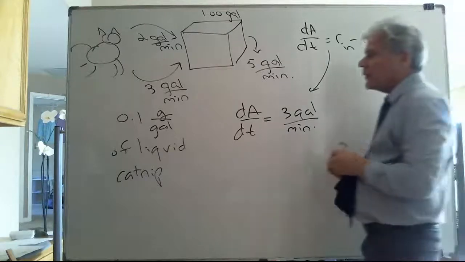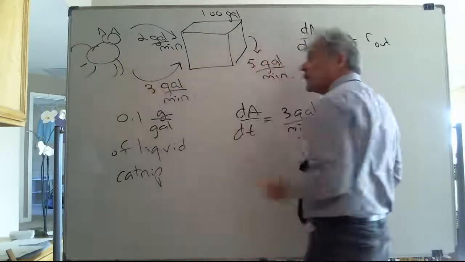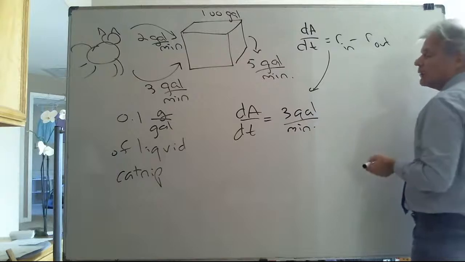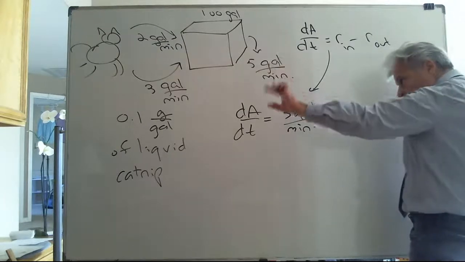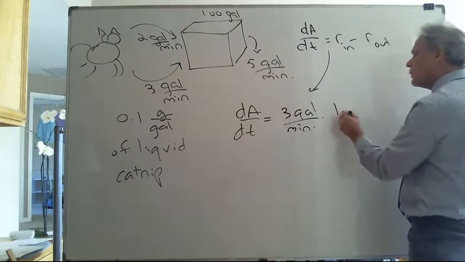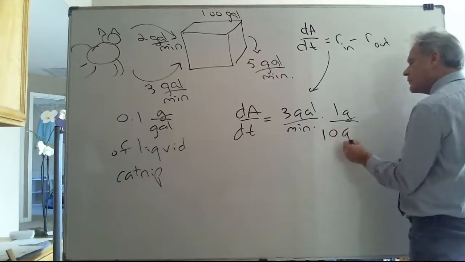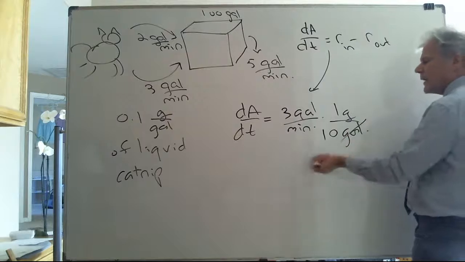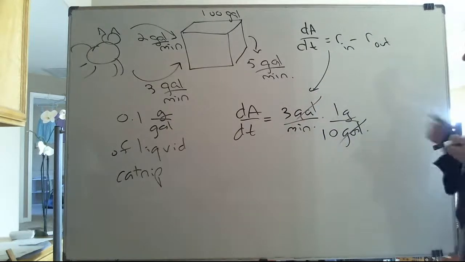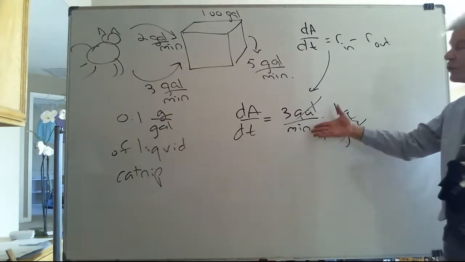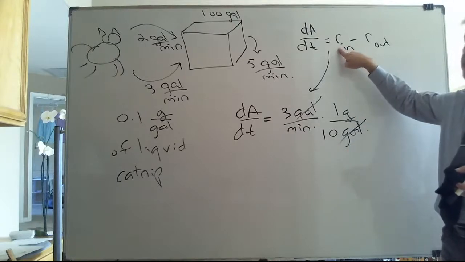So I'm going to multiply the rate of flow of water coming in from that hose by the concentration of catnip in that water coming in through the second hose. Would that be 1 gram per 10 gallons? Now I kind of like this because notice my gallons are canceling, and the final units are going to be grams per minute, which they should be in terms of describing the rate at which the liquid catnip's coming into the tank at time t.